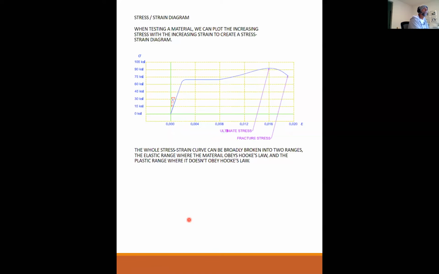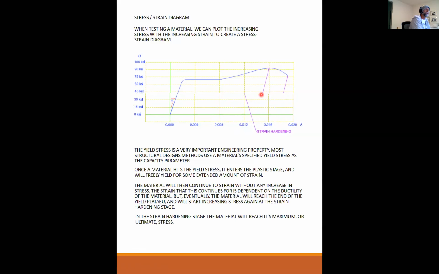If I go back to this point, the very end is the fracture stress. And the fracture stress is just what it sounds like. That is the stress at which point the material separates. Cleanly breaks, it is two pieces, the test is over. The ultimate stress, nothing has broken yet. It's just the point where the material achieved the highest stress possible before it fractured.